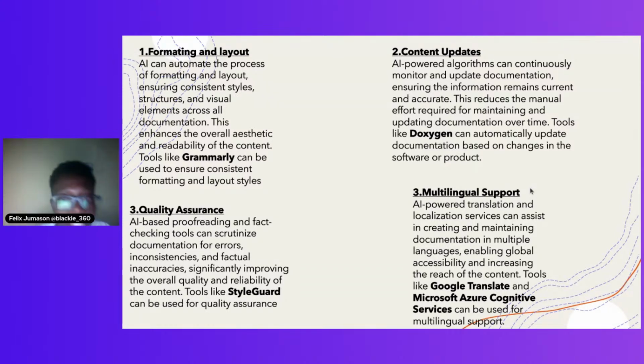For content updates, there is Oxygen that I had mentioned, and also it's called Scribe How, whereby your content will be updated when your code base changes. When your code base changes, it actually updates the documentation automatically.